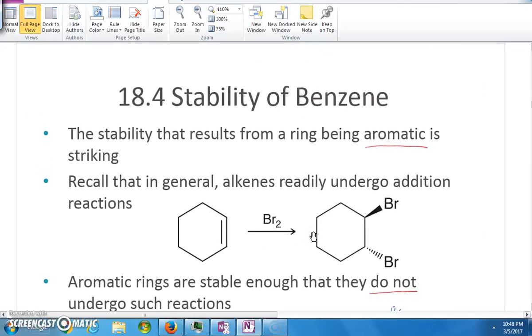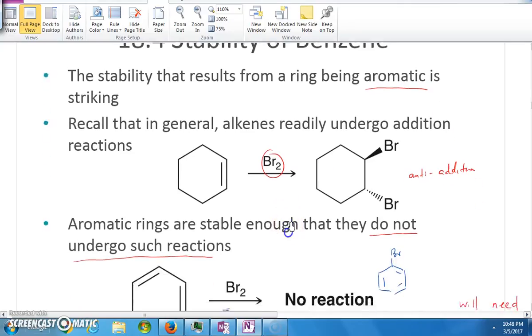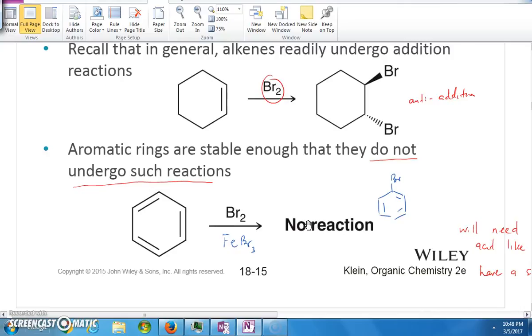Now, benzene, as you already know, has exceptional stability, and that's because it's aromatic. If you remember when we looked at the chemistry of alkenes, we know that alkenes will undergo addition reactions, right? You can add bromine here, and you get the dibromo compound, which of course adds in an anti fashion, an anti-addition. Aromatic rings are stable enough that they don't undergo such reactions. They don't undergo addition reactions.